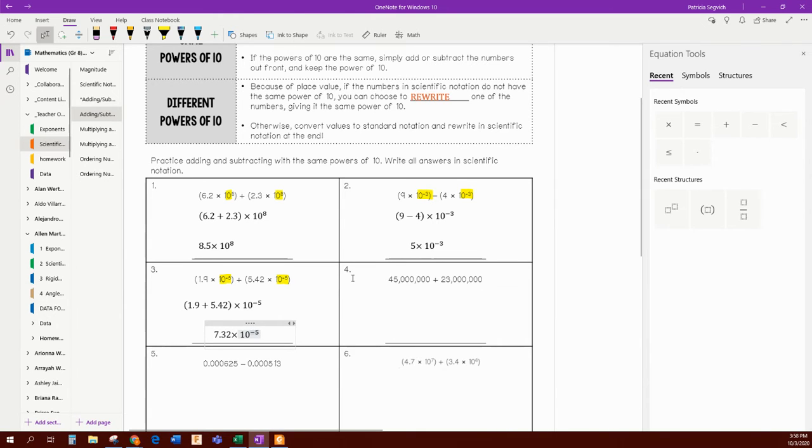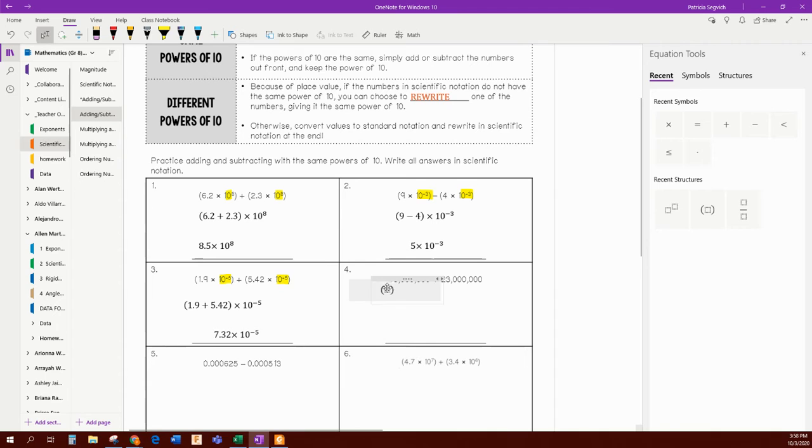Now look at number 4. Number 4 is not written in scientific notation. We could add this up as it is and change it into scientific notation, or change it into scientific notation and add it up. So to get us more practice in writing scientific notation, we're going to do that.